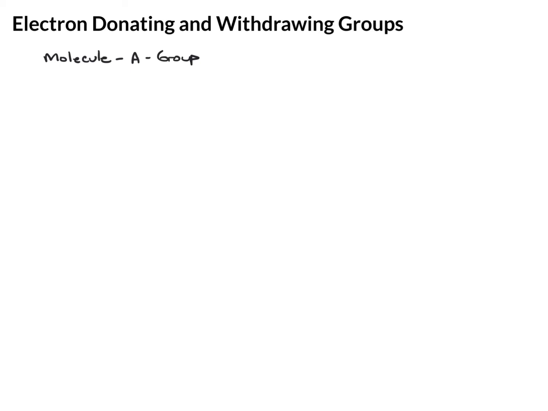Here we're going to talk about electron withdrawing and electron donating groups. Specifically, what we're thinking about is if we have some molecule and some atom A in the molecule, atom A is our focus, and what we want to think about is how does a group attached to A influence that group? Is it donating electrons to A or withdrawing electrons from A?